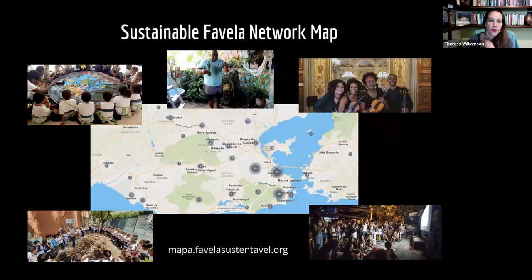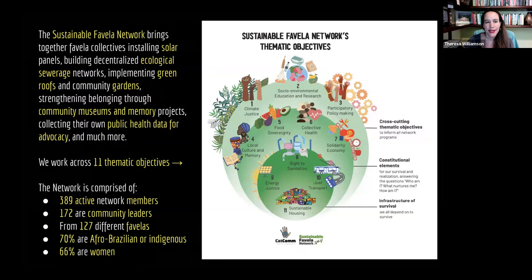We've mapped this network. There are 120 projects on the current map. And the network works basically to support a number of themes, you can see them there, from climate justice all the way down to sustainable housing, solidarity economy, food sovereignty. And it's a network, so they do exchanges, we're doing infrastructure, solar energy, green roofs, different collective action campaigns, and it's all led by these community organizers.